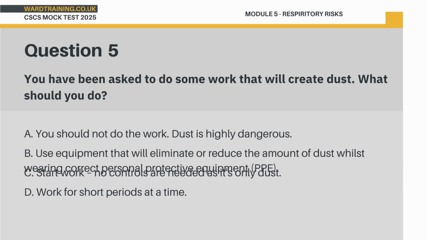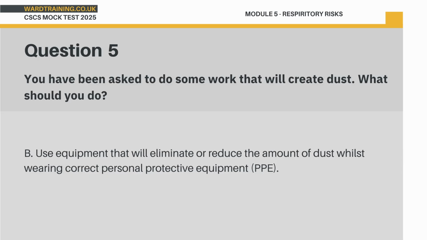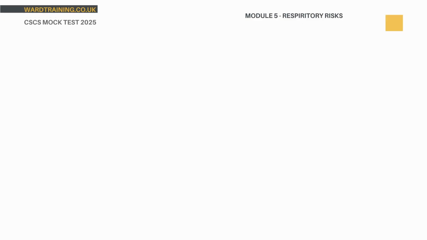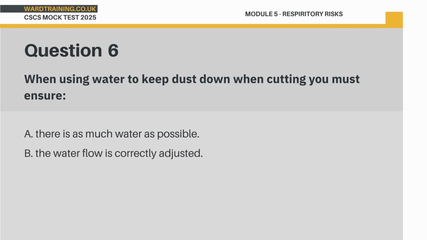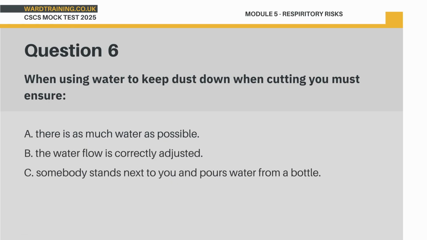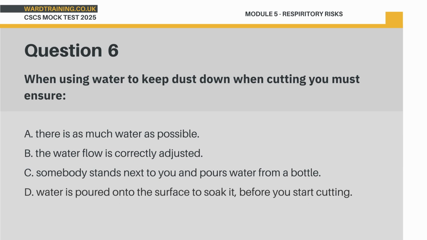The correct answer is B. Use equipment that will eliminate or reduce the amount of dust whilst wearing correct personal protective equipment. Question 6. When using water to keep dust down when cutting, you must ensure A. There is as much water as possible. B. The water flow is correctly adjusted. C. Somebody stands next to you and pours water from a bottle. D. Water is poured onto the surface to soak it before you start cutting.